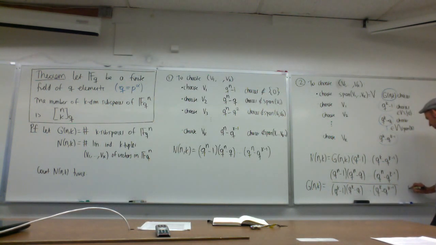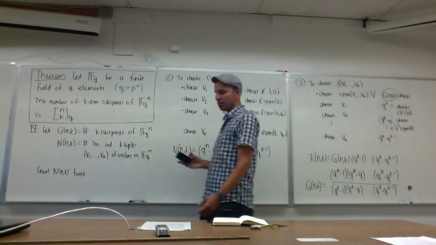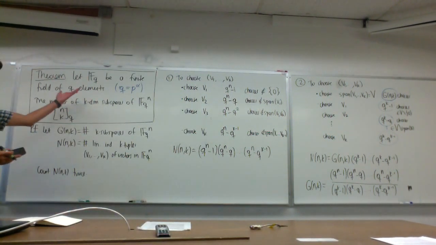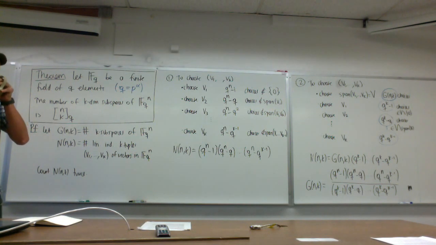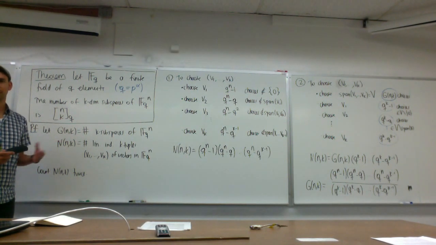So that's the proof, and that shows that these numbers are very natural when you do linear algebra over finite fields. Okay. So that's cool, and I want to push it a little bit further now. Because now I want to count the k-dimensional spaces of F_q to the n in a different way.